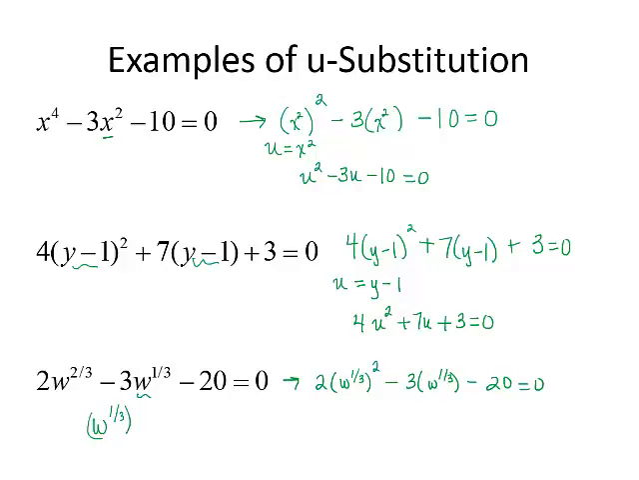Well, it is. If you remember, when you raise a power to an exponent, you multiply the exponents to get 1/3 times 2, or 2/3. So I can rewrite this with u being w to the 1/3 as 2u squared minus 3u minus 20 equals 0. So you know that these are quadratic in form when there is a relationship between the variable expression in the first term and the second term, such that the first one is the square of whatever the variable expression is in the middle term.